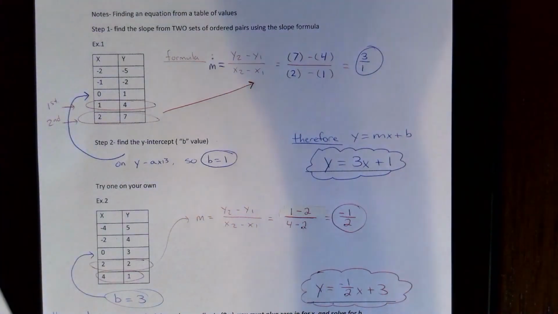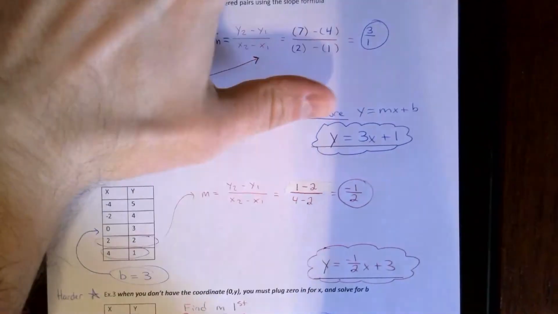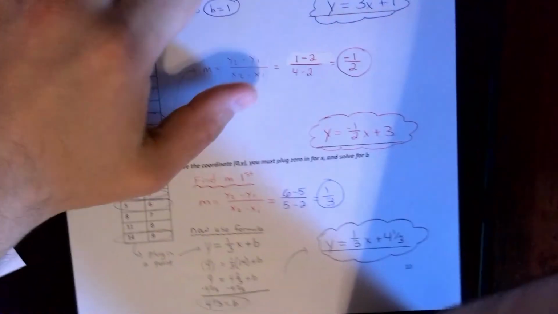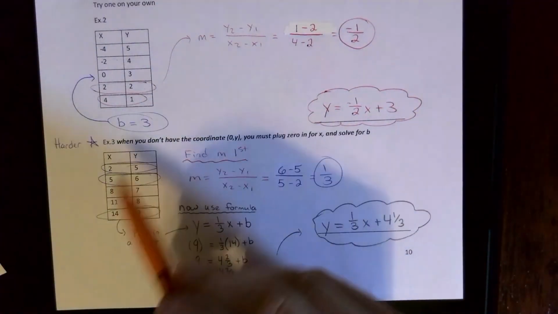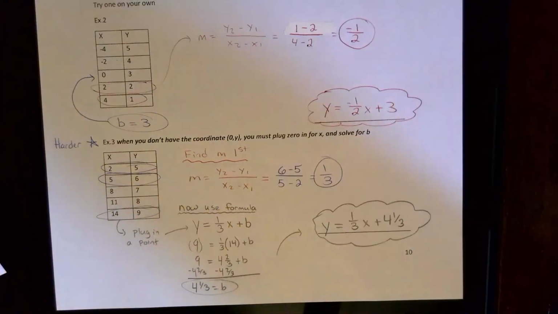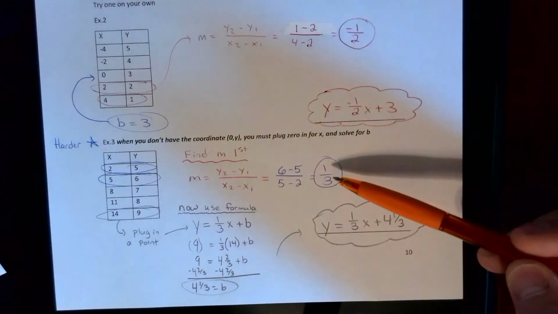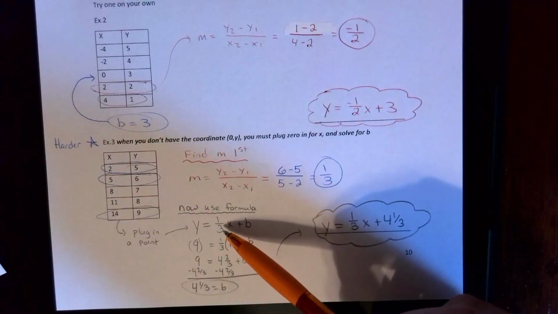And then finally, this is a harder one. What if you don't have a 0 in the x column of your table, like this example? Well, if that's the case, then you can still find m. Like I do here, I get m is 1/3. Okay. And then what you're going to do is use the formula, and the only thing you know is m.